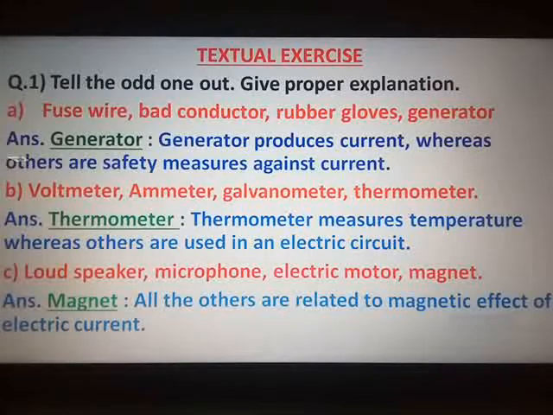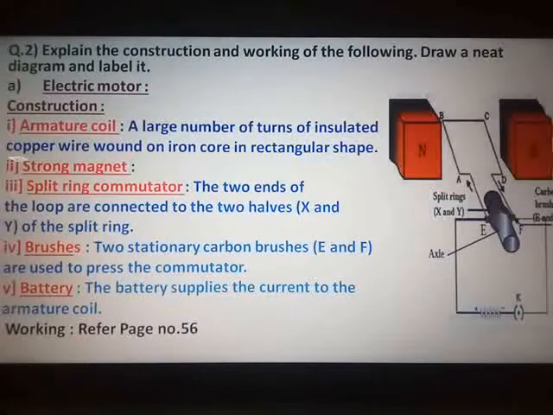Let us move towards the next one, that is the brief question. Explain the construction and working of the following. Draw a neat labeled diagram. It means you have to write its construction, working and also provide the diagram.